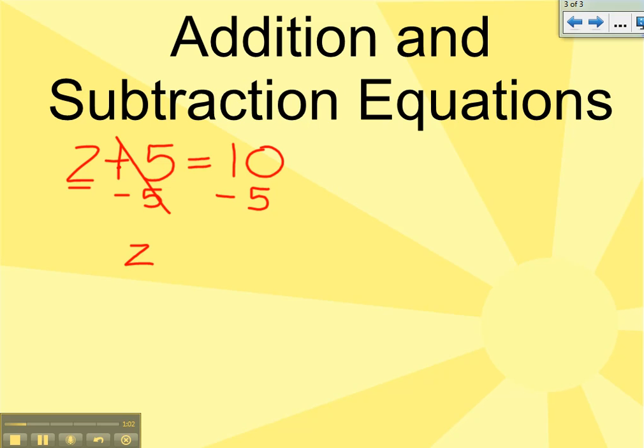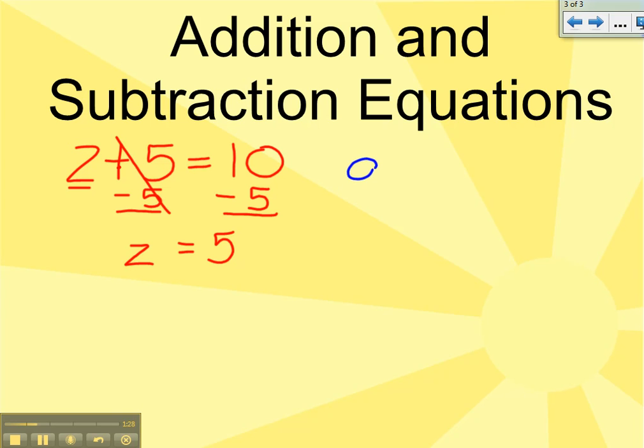If your parents take away $5 from you to go to the movies, and your sister goes to the same movie, they should take $5 away from her as well, just to keep things fair. So if I subtract 5 from my left side of the equation, I need to subtract 5 from the right side of the equation as well. So I'm going to get 10 minus 5, and that's going to equal 5. So z equals 5.